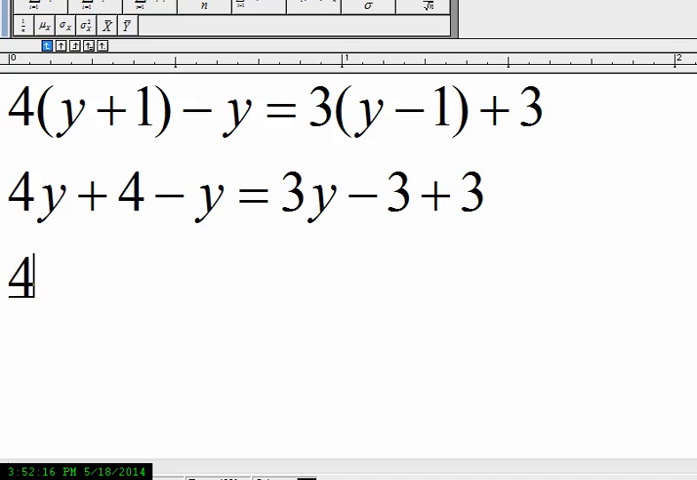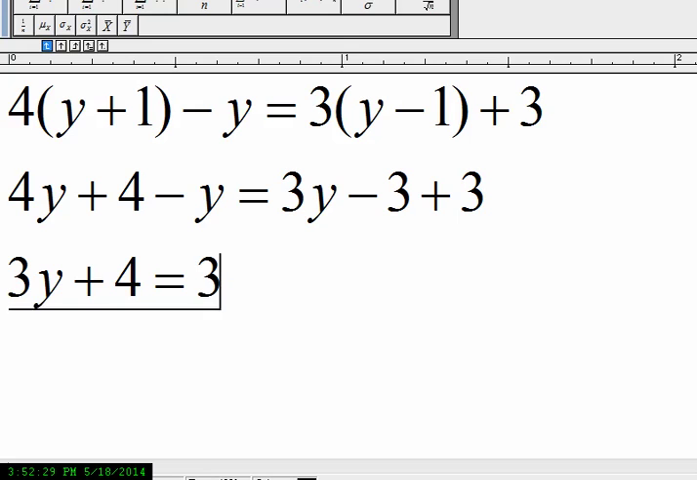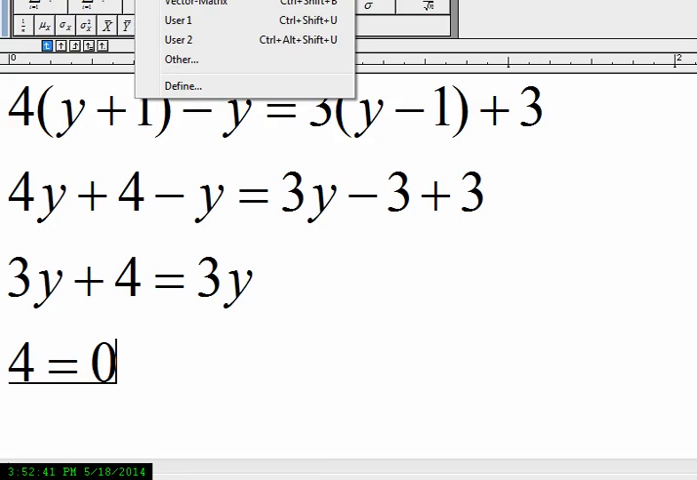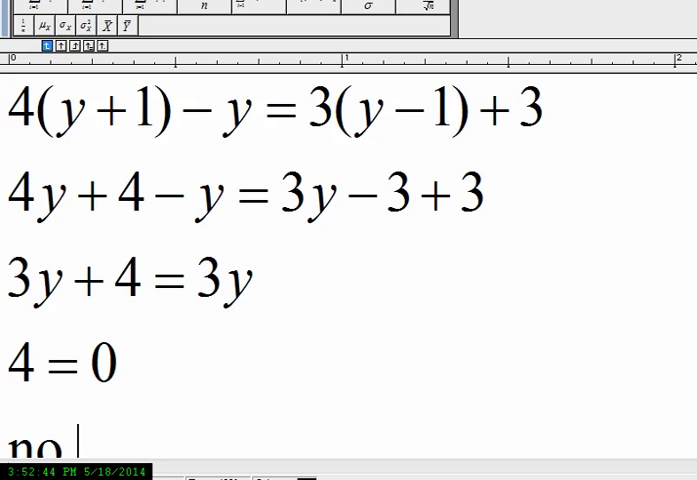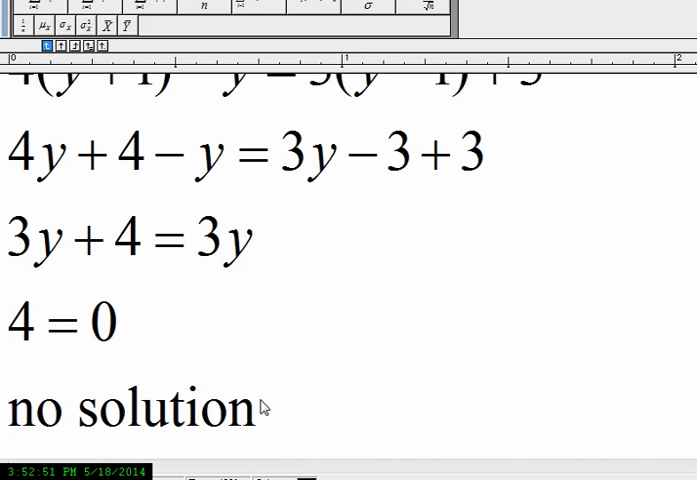Combining like terms, we get 4y minus y gives us 3y plus 4. And then the negative 3 and the positive 3 cancel on the other side, which just leaves us with 3y. Subtracting 3y from both sides, we get 4 equals 0. Ooh, that could be an issue. 4 is not equal to 0. So it turns out whenever you get a false statement, then we know that our answer is no solution. So no matter what value you substitute in for y, you'll never get a true statement.